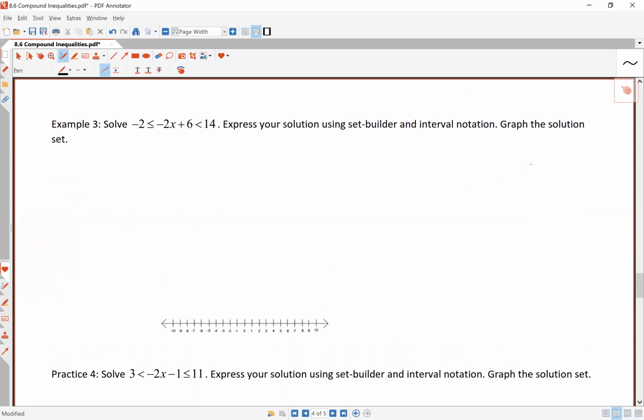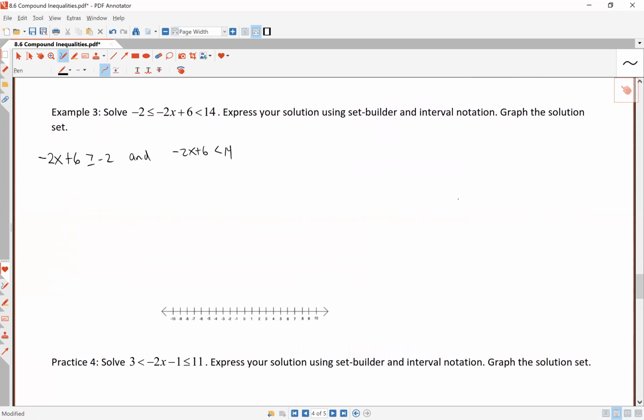-2x plus 6 is greater than or equal to -2, and -2x plus 6 is less than 14. It's quicker to leave it in the compact form. -2x plus 6 is less than 14 and greater than -2. So instead of subtracting 6 on both sides twice, we do it over here once and subtract 6 from the right side and get 8, and from the left side and get -8.